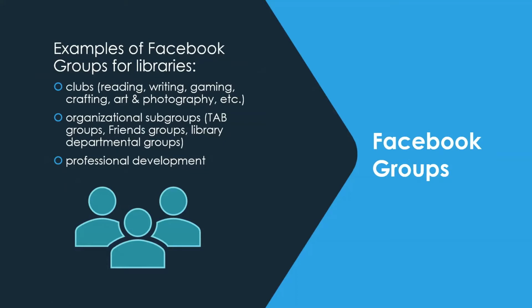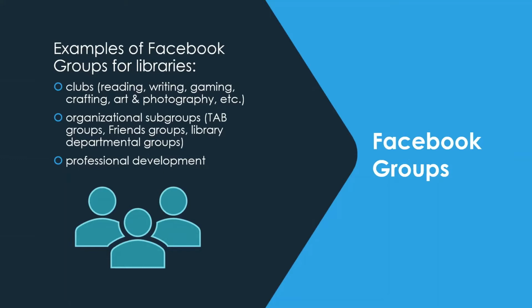There can also be organizational subgroups, like your teen advisory board could have a Facebook group. And especially right now, since we're doing everything virtually, that could be a good way to keep your teen advisory board going and keeping it regular. Same with your Friends of the Library groups or library departmental groups. This is especially useful, I think, if you are not just a singular library, but you're in a library system, especially a large library system.